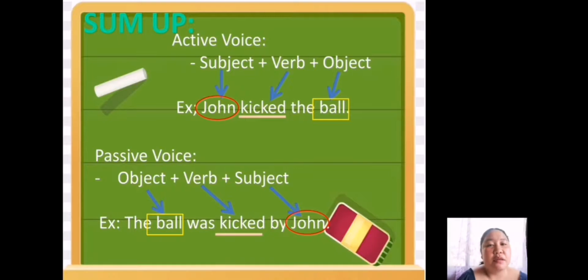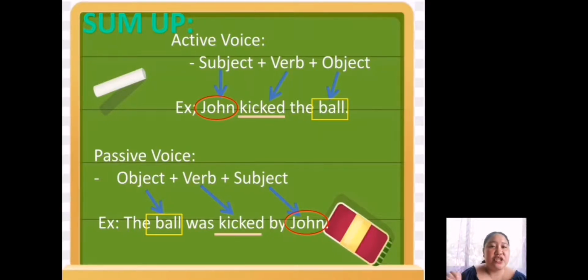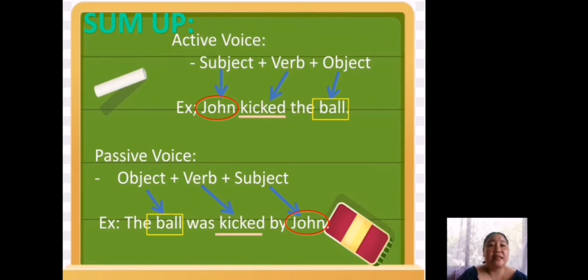To sum it up, as a generalization for our discussion today: active voice, subject, verb, object. Example, John kicked the ball. We should always remember that in active voice, the subject performs the action. So subject, verb, object.